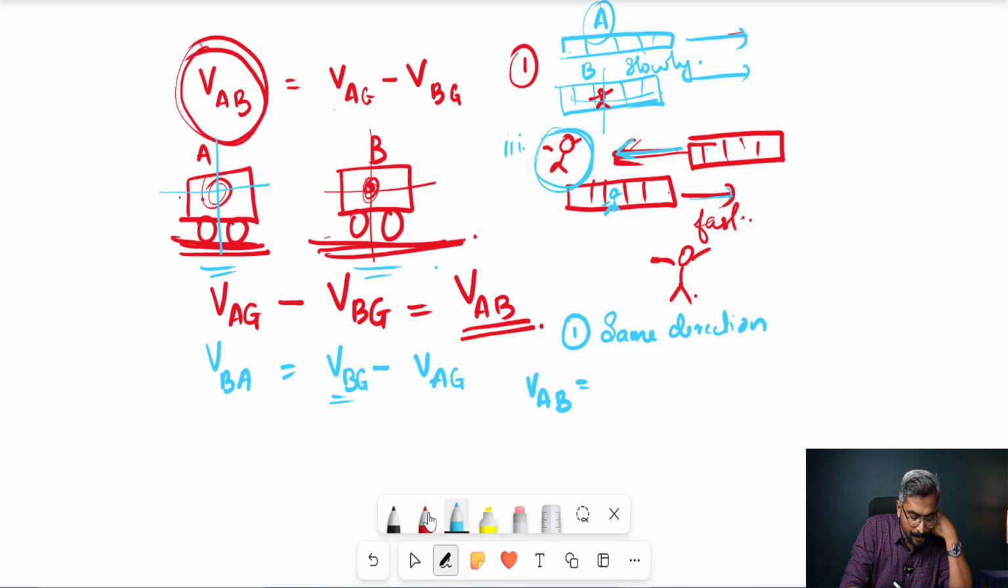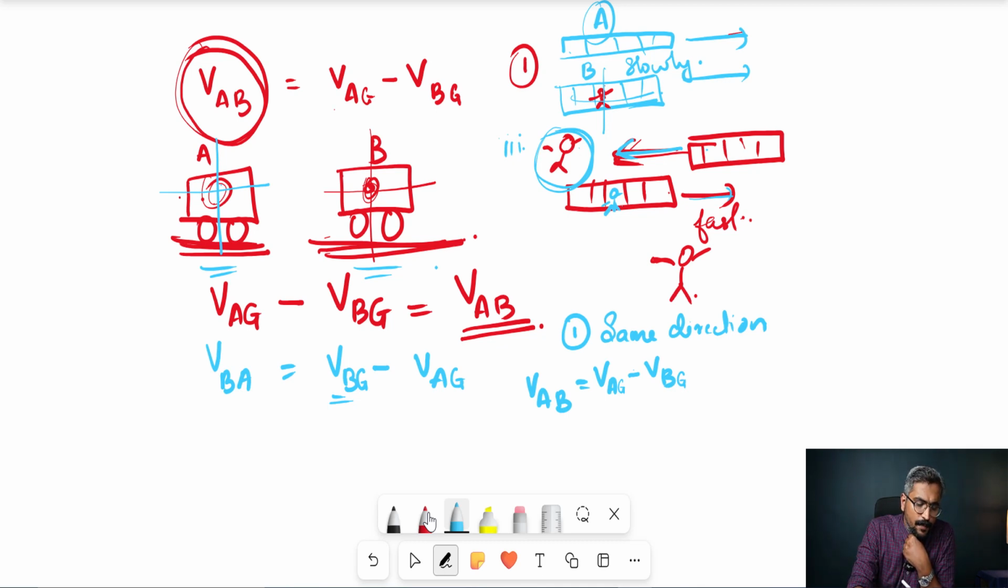So what does VAB mean? Velocity of A minus velocity of B. That is, velocity of A with respect to ground, where VB means velocity of B with respect to ground. So obviously this will be the case, and this is the thing we need to find out. There is a minus sign there, right? So there will be a minus sign. Let's take some numericals and see.